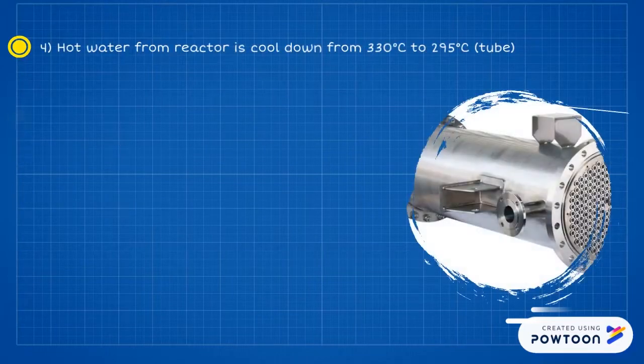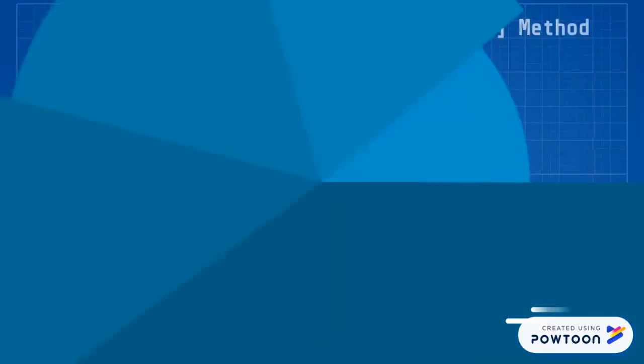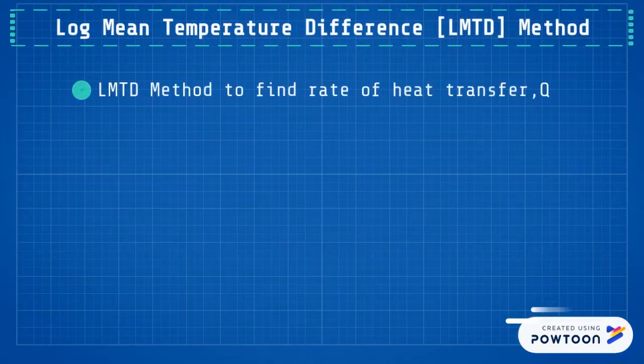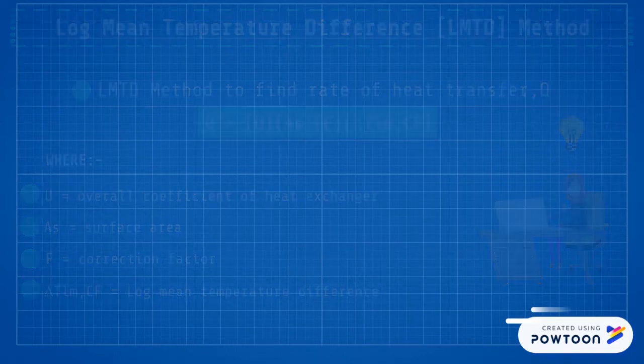Hot water from the reactor is cooled down from 330 to 295 degrees C for the tube part, and cold water from the cooling system is heated from 260 to 280 degrees C for the shell part. The overall coefficient for heat exchanger is 2000 watt per meter squared degree C. Now, we will be using LMTD method for this particular part of calculations to obtain the values we need.